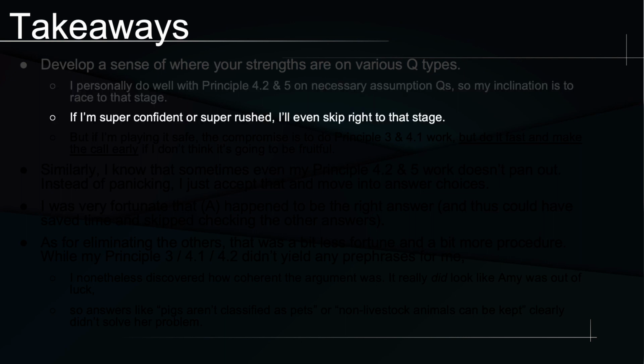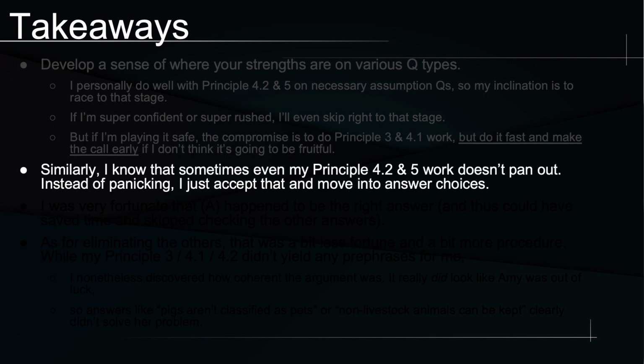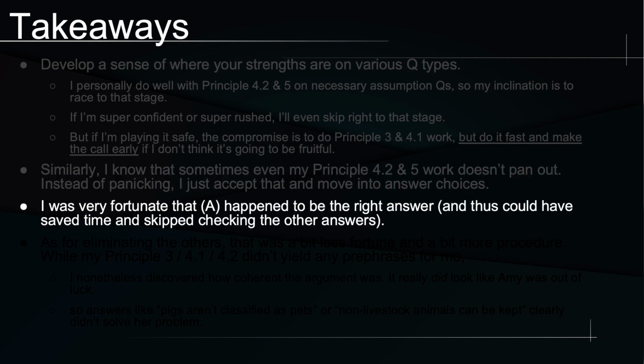If I'm super confident or super rushed, sometimes I'll even skip right to that stage because I don't stop in to do Principle 3 and Principle 4.1. But if I'm playing it safe, as I kind of did on this question, the compromise is to do that Principle 3 work and the Principle 4.1 work, but do it fast and make the call early if I don't think it's going to be fruitful, as I did here. Similarly, I know that sometimes even my Principle 4.2 work and my Principle 5 work doesn't pan out. Instead of panicking, I just accept that and move into answer choices, which hopefully I demonstrated fairly clearly today.